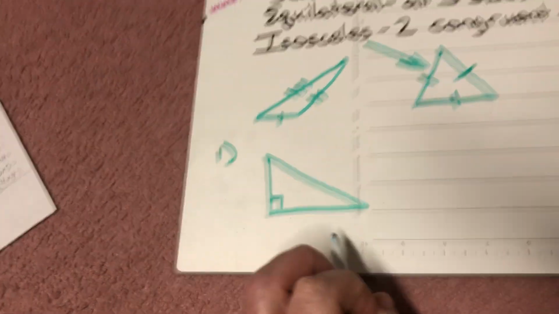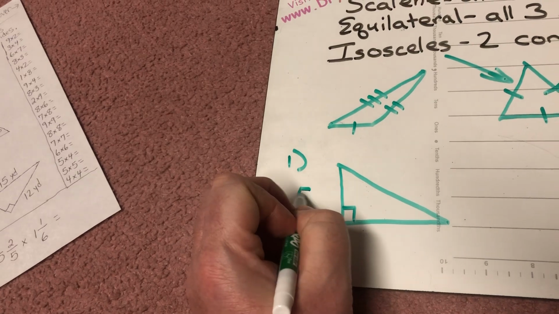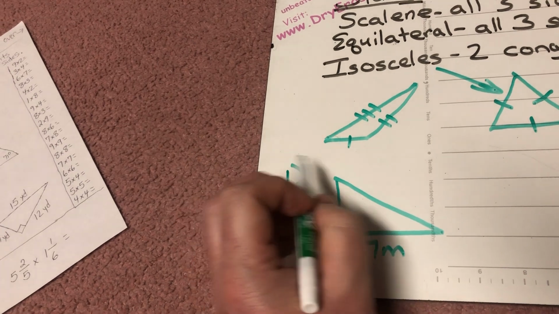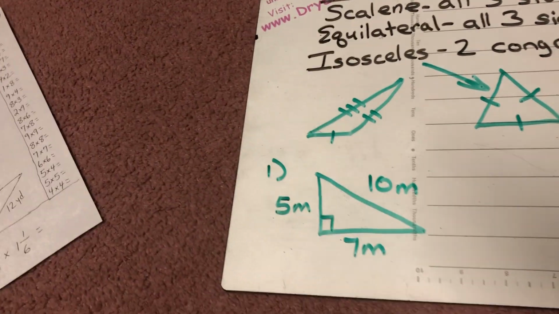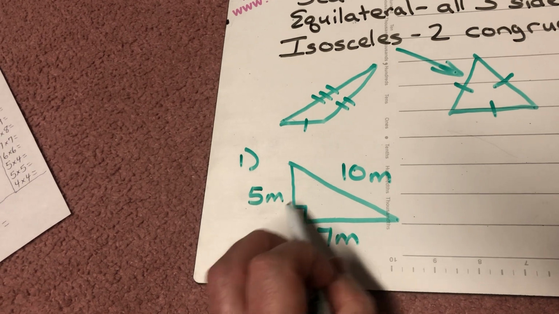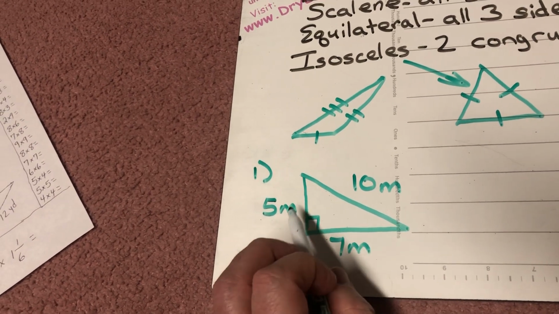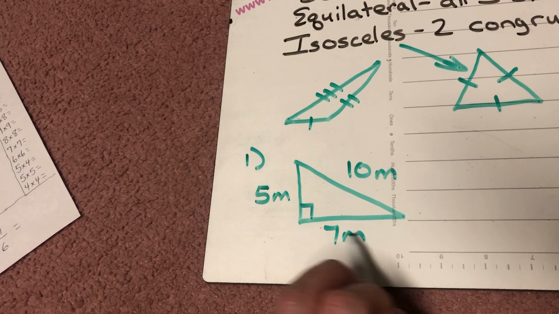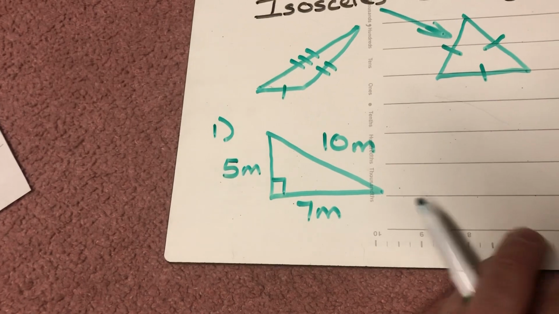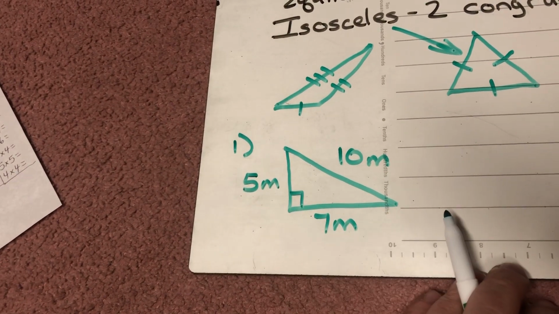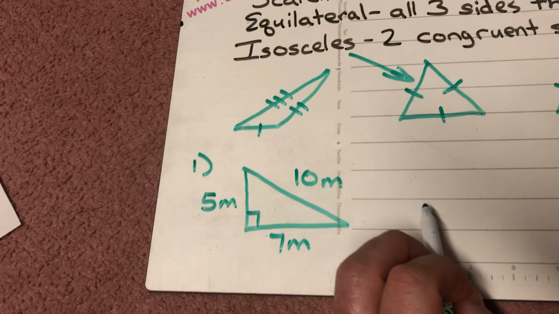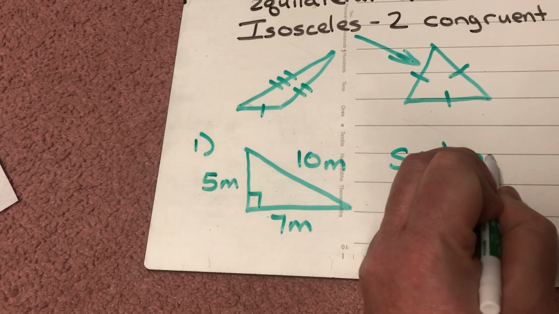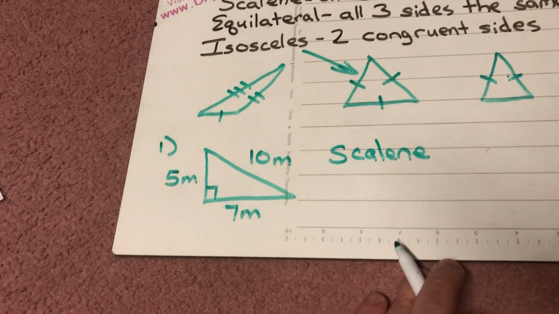It gives me that indicator, and it tells me that this is 5 meters, this is 7 meters, this is 10 meters. Now, first of all, I'm going to notice that all three sides are different. And since all three sides are different, that's going to tell me that it is a scalene triangle, because when I classify it by sides, all three sides are different.